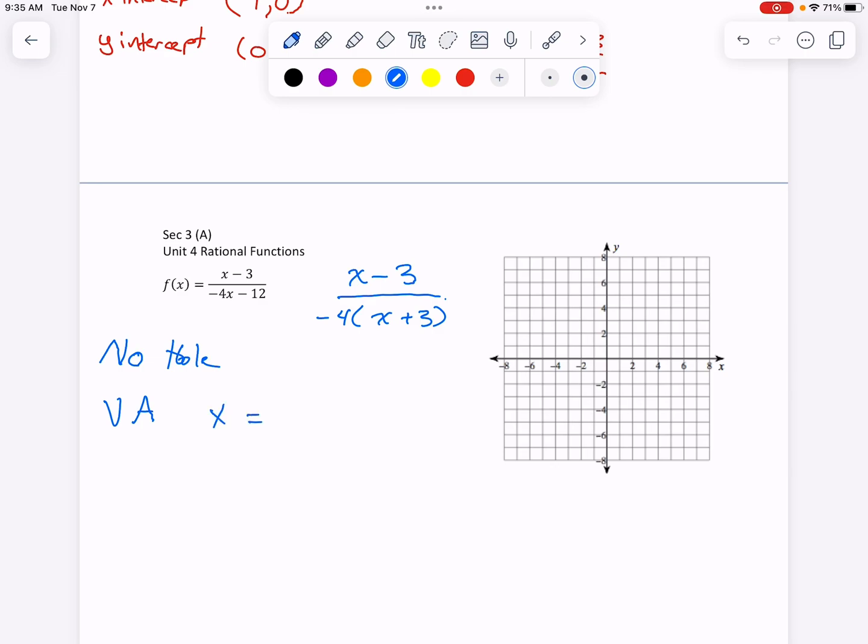To find the vertical asymptote, we set the bottom equal to 0. X equals, what would make the bottom equal 0? That would be -3. So we have a vertical asymptote at -3.